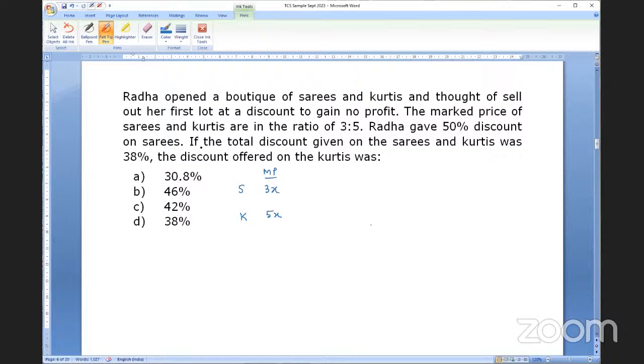Radha gave 50% discount on saris. So let us add discount. On saris, 50% discount, 50% of 3x will be 1.5x. That means selling price after discount is 1.5x. If the total discount given on the saris and kurtis was 38%, that means total marked up was 8x. If we take that there is only one unit, then total discount given is 38%.